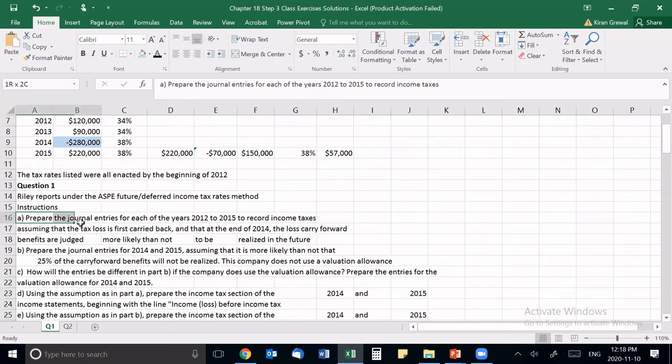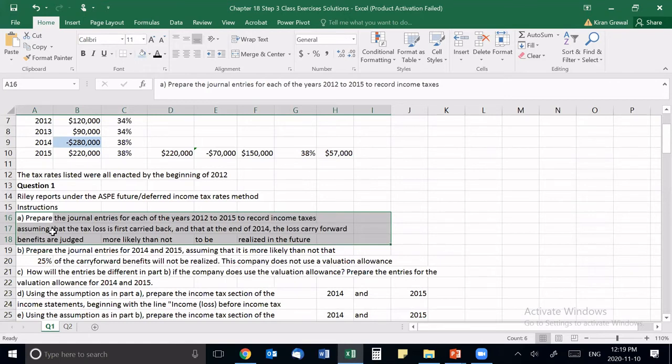So question A says, prepare the journal entries for each of the years 2012 to 2015 to record income taxes, assuming that the tax loss is first carried back at the end of 2014, and then the carry forward are more likely than not to be realized in the future. So we're saying that we can do the carry forward entry because it is more likely than not that it's going to be realized in the future.